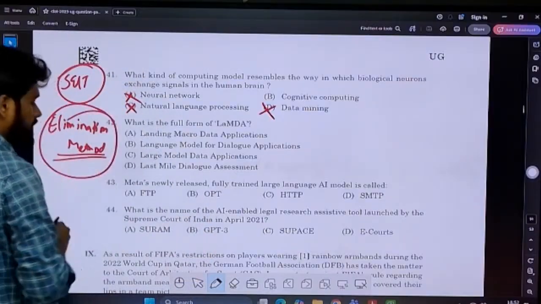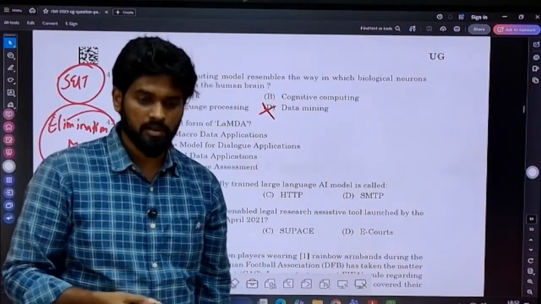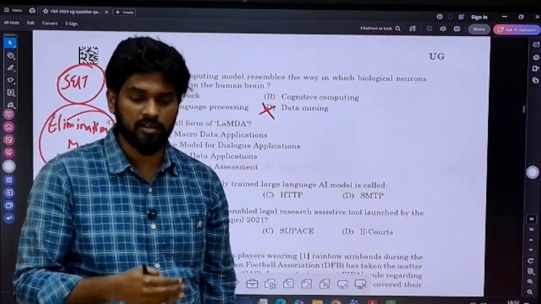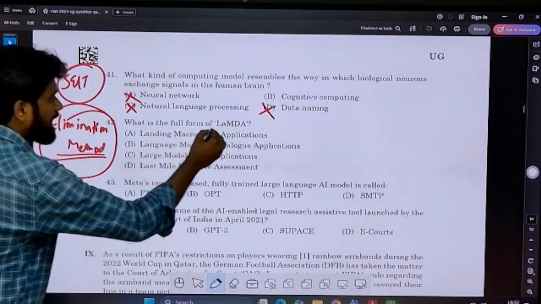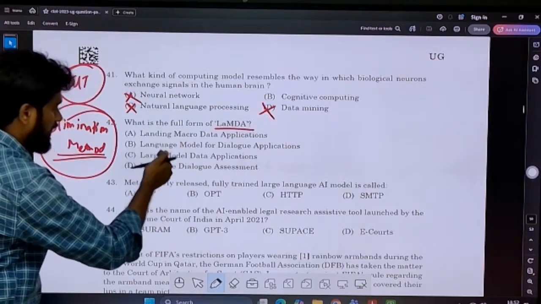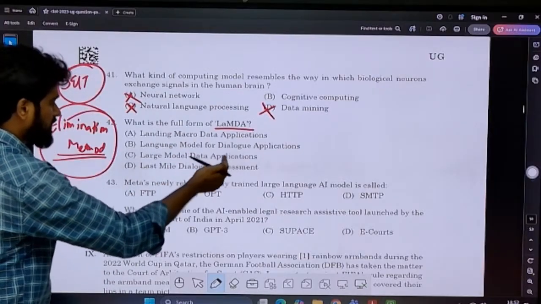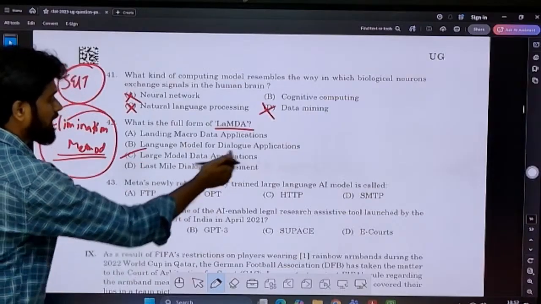Elimination methodologies. It all comes when you keep on reading newspapers. You have to start early, and this is very important. Okay, next one. What is the full form of LAMDA? Landing Macro Data Applications, Language Model for Dialogue Applications, Large Model Data Applications, Last Mile Dialogue Assessment.